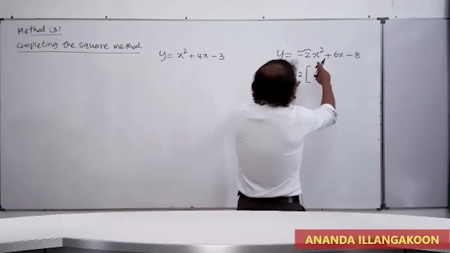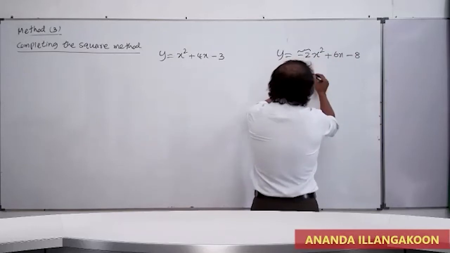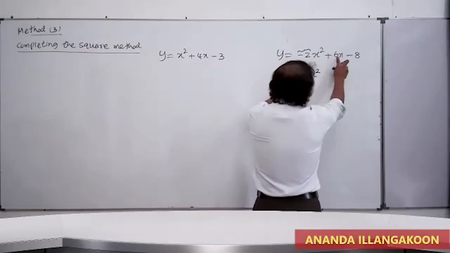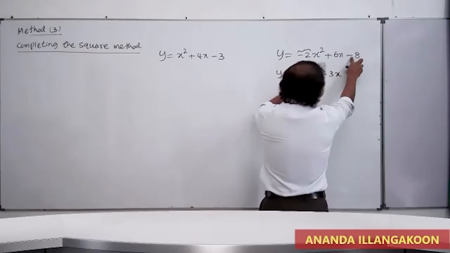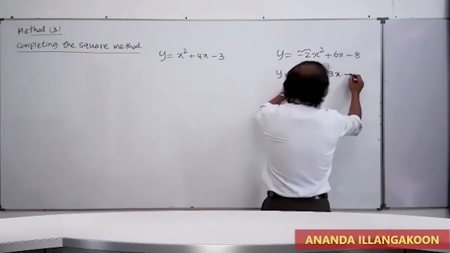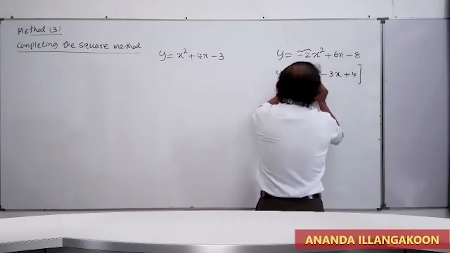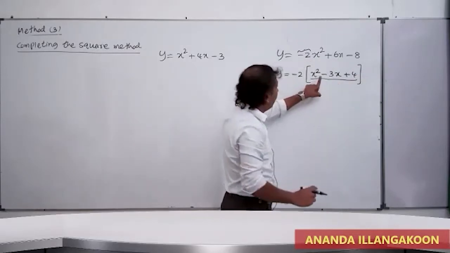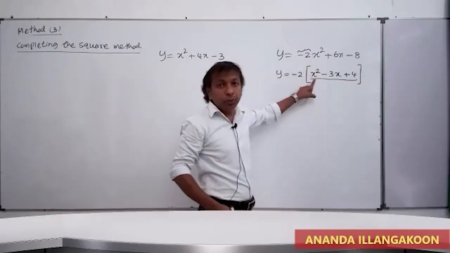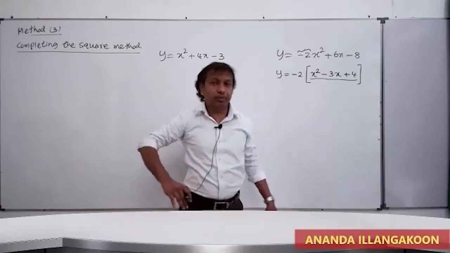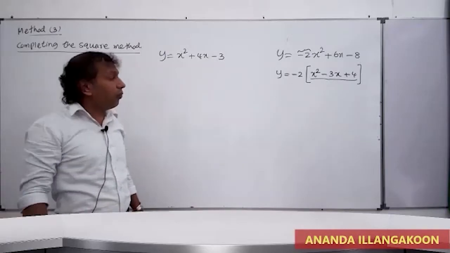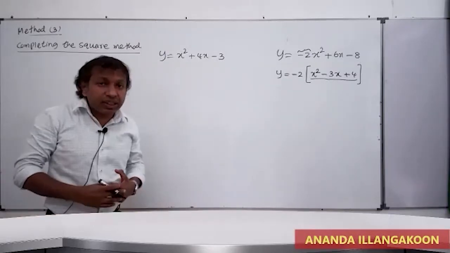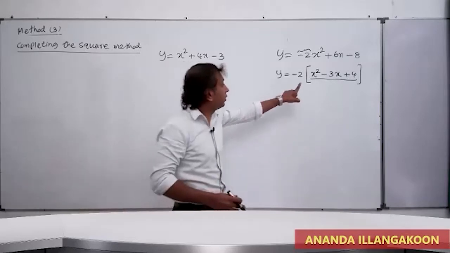Then what do you get? 2x squared divided by minus 2, we get only x squared. And this 6 divided by minus 2, we get minus 3x. And here minus 8 divided by minus 2, we get plus 4. Now see here, within the bracket, we now have x squared coefficient plus 1. Up to this, we have to convert the given thing.